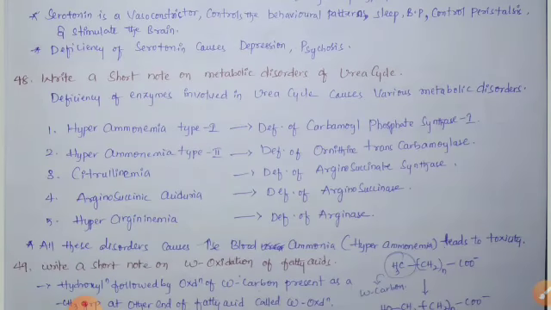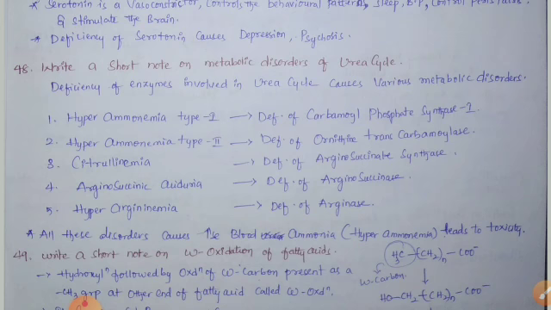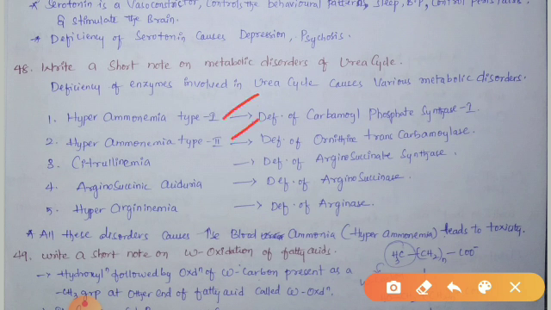Write a short note on metabolic disorders of the urea cycle. Deficiency of enzymes involved in the urea cycle may cause various metabolic disorders. Among them, hyperammonemia type 1, hyperammonemia type 2, citrullinemia, argininosuccinic aciduria, and hyperargininemia are the various metabolic disorders of the urea cycle. These disorders arise due to the deficiency of the enzymes involved in the urea cycle respectively.